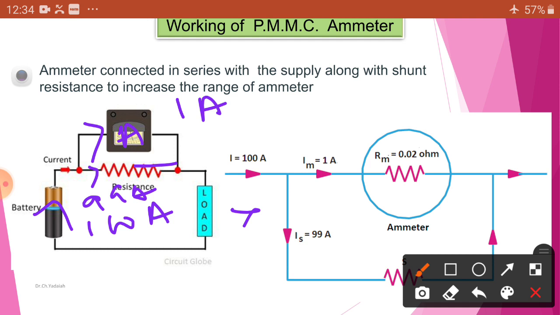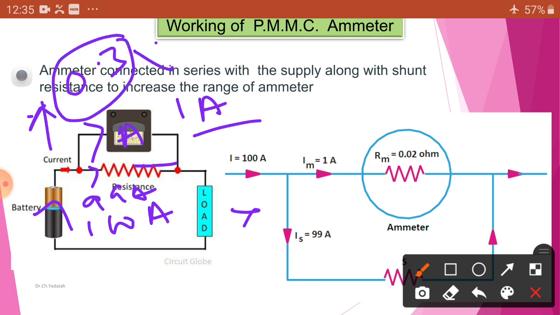During this process, it shows us some deflection. For example, it shows 0.3, where full scale deflection is 1 ampere. Now it is going only to 0.3. This 0.3 into N gives the actual current taken by the load, where N is the constant of the meter. How are we going to calculate it? Let us see.